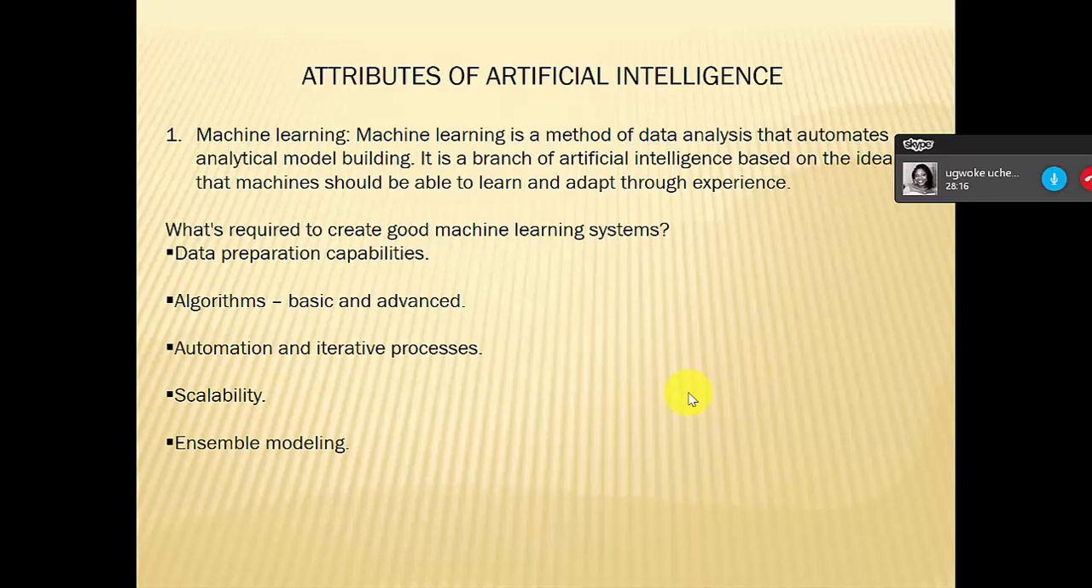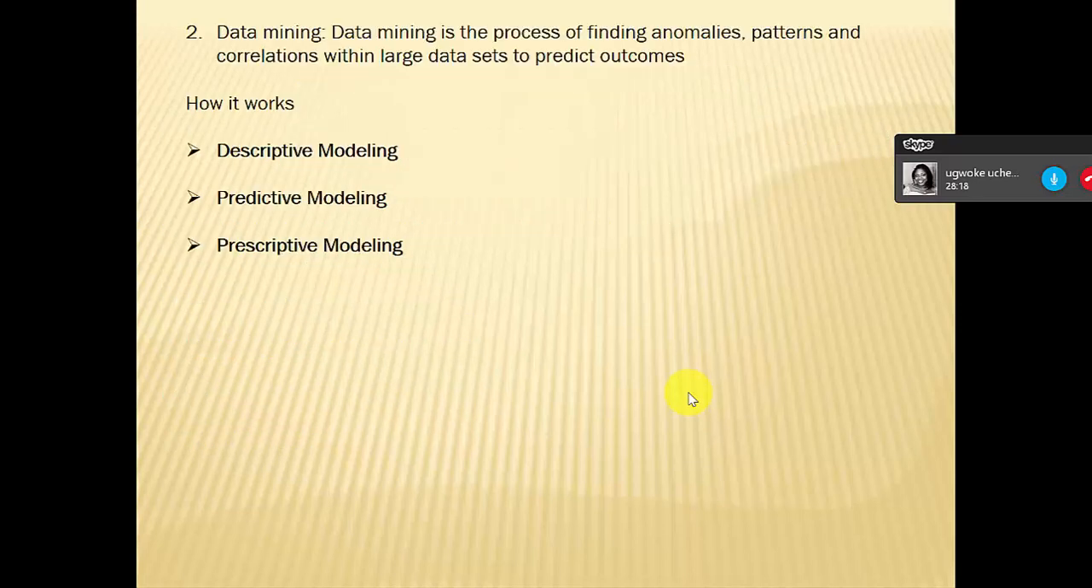Sampling, modeling. Moving on to the next slide. That's slide 9. The second attribute of artificial intelligence is data mining. Data mining is the process of finding anomalies, patterns, and correlations within large data sets to predict outcomes. And how does it work? It works by descriptive modeling, predictive modeling, and prescriptive modeling.